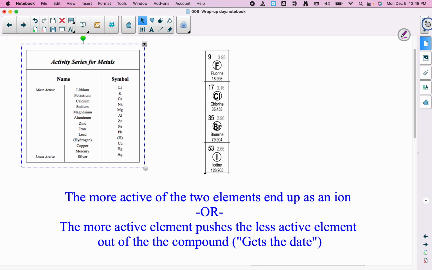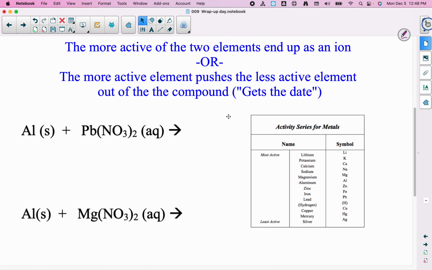Now that's a lot to think about because it's got a lot of chemistry in there. The alternative way to think of it is to think of a kind of silly dating story. You can think of the activity series as essentially a popularity contest between the elements. The elements at the top are chemistry studs, and the elements at the bottom are chemistry duds. And so the rule is that the stud always gets the date. The more active element can push the less active element out of the compound. Or in other words, the more active element gets the date.